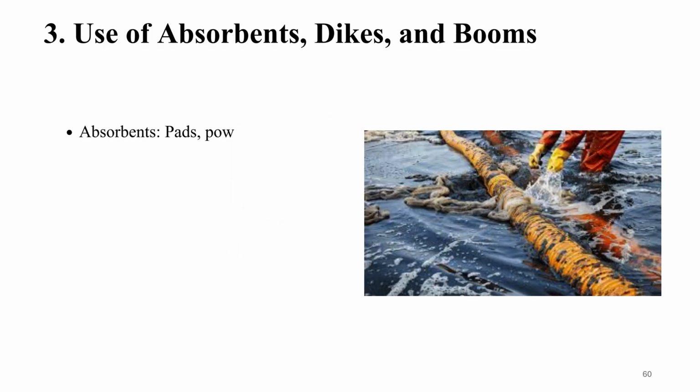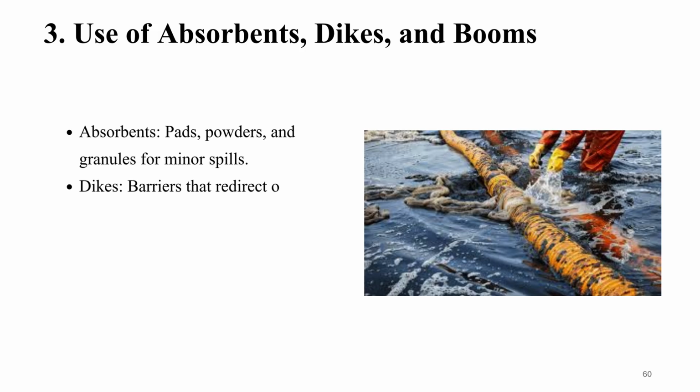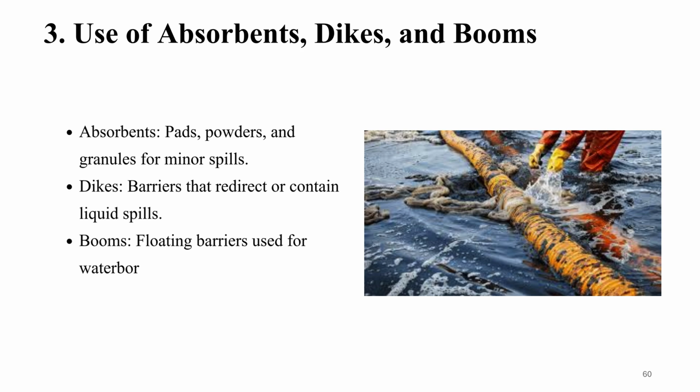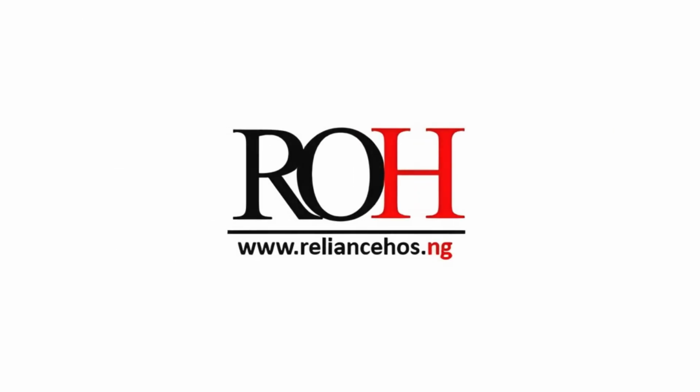3. Use of absorbents, dikes, and booms. Absorbents: pads, powders, and granules for minor spills. Dikes: barriers that redirect or contain liquid spills. Booms: floating barriers used for waterborne spills.